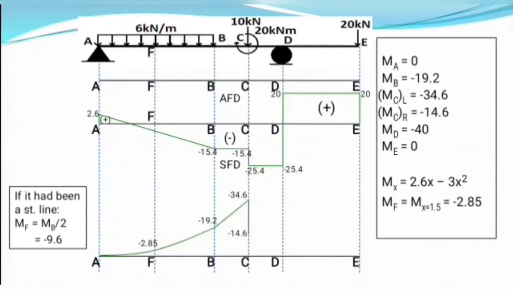It would be like this. So it is minus 14.6, and at point D it is minus 40. So we go 40 downward from point D and join it with the previous line. It is minus 40, and at point E it is again 0, so we join it with point E. We do not go either upward or downward from point E because it is 0. So the bending moment obtained is all negative. This is our bending moment diagram.